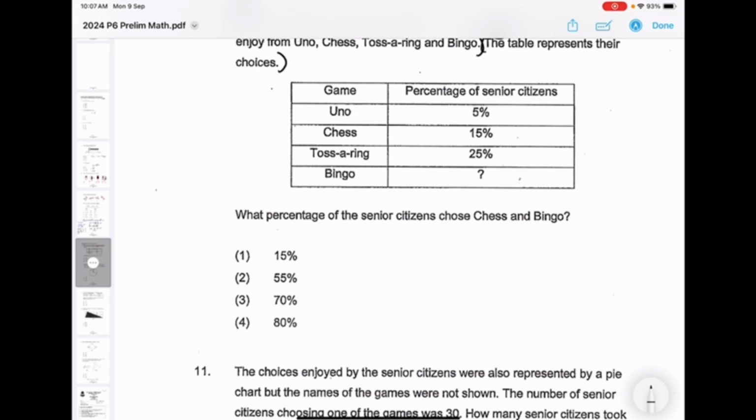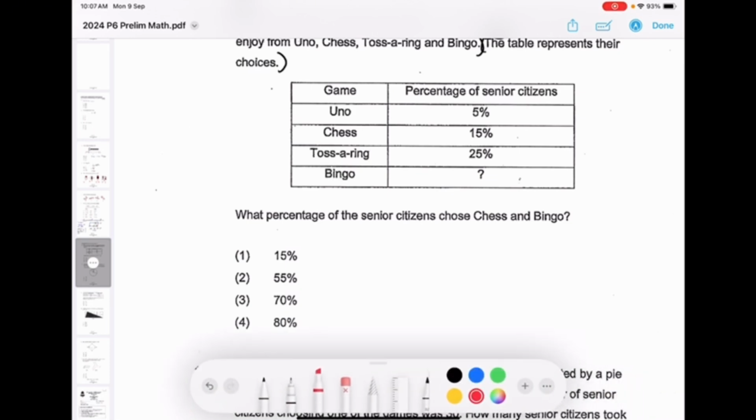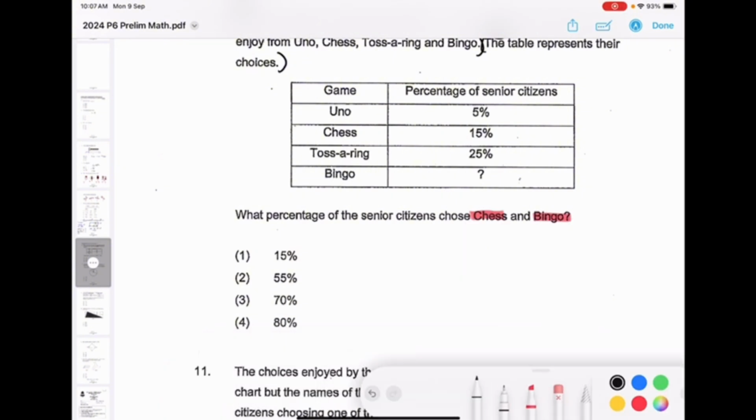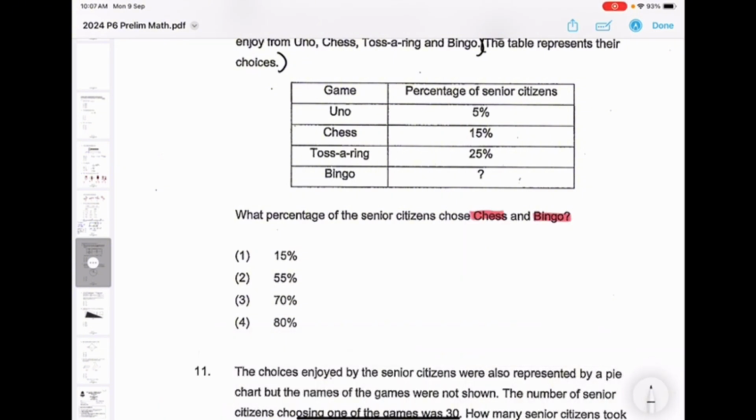What percentage of the senior citizens chose both chess and bingo? So we are not looking just at one game. We are looking at the games chess and bingo. So we have to first find out what bingo is, right? Because currently we have a question mark. What we can do is take 100%, subtract the rest of it: minus 5%, minus 15%, minus 25%. And I know that my answer would be 55%. So I want to remind you guys, this is for bingo.